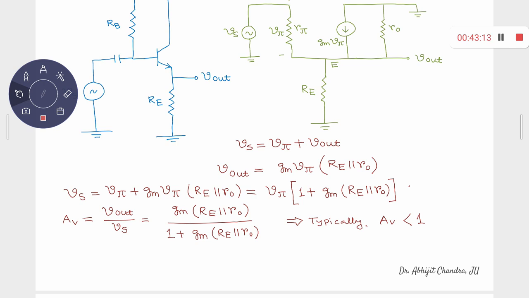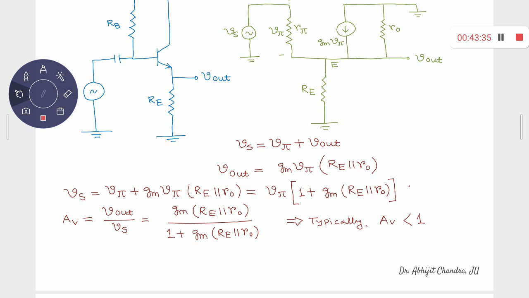Less than 1, because the numerator is gm (rd parallel R0), and the denominator is 1 plus something. At max it is close to unity, but otherwise it is always less than 1. Okay, the same question: why should you go for a common collector amplifier? Why should you use it? Here you can't get the voltage gain at least.